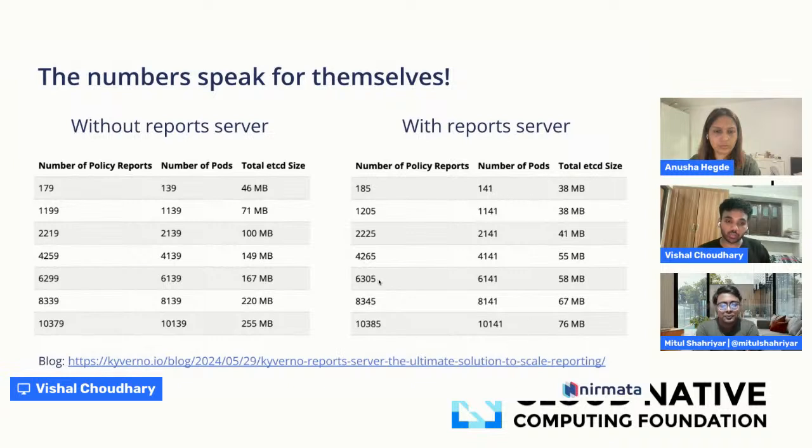And one more thing is that when you create a large workload, the response time of the API server will be better because it's not processing the request for policy reports. It's just offloading it to the report server, and it is only processing reports for the workload that you created. So it will be much faster, right?